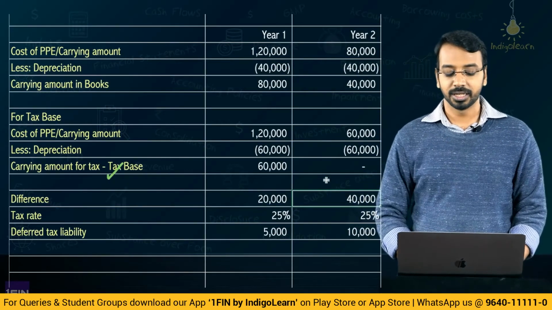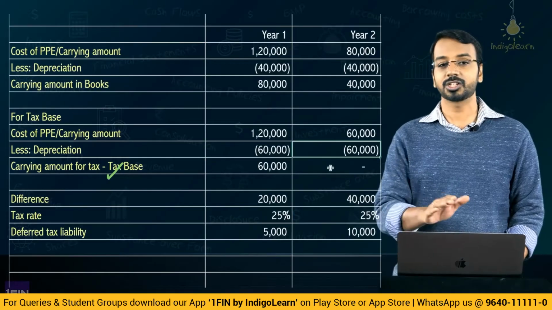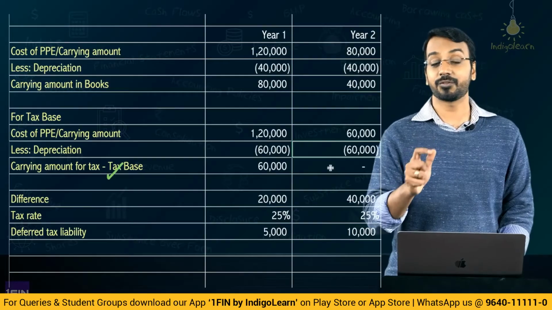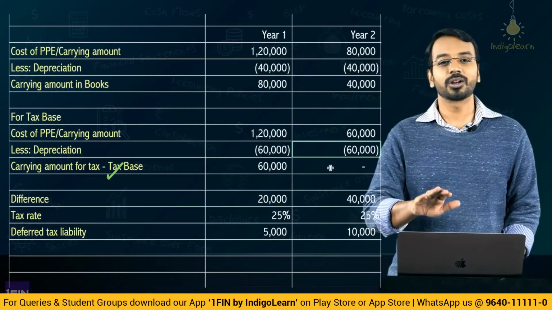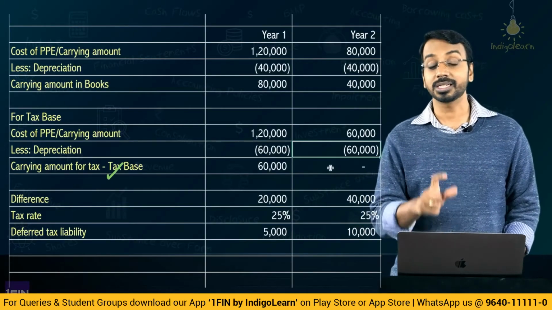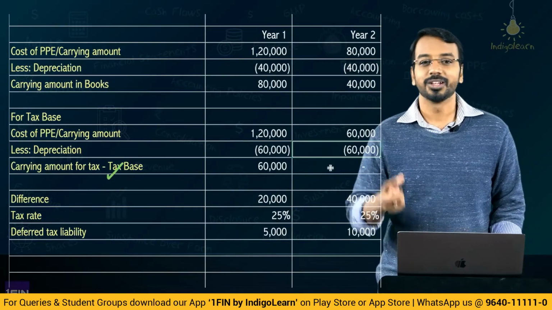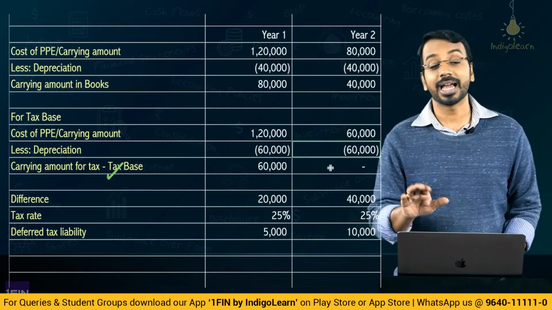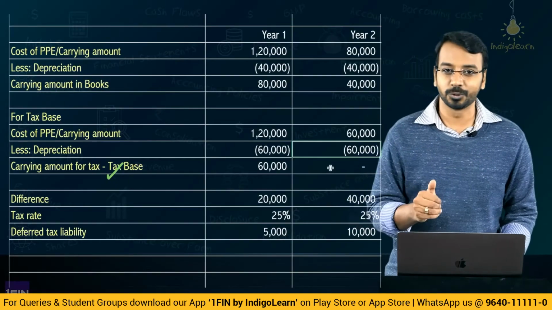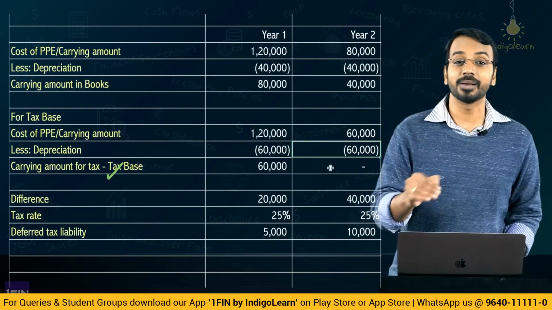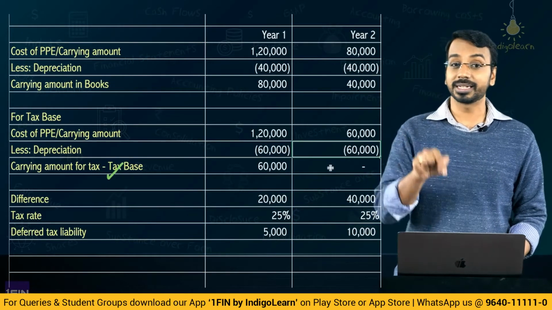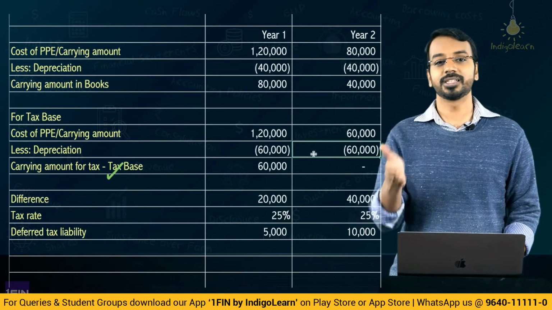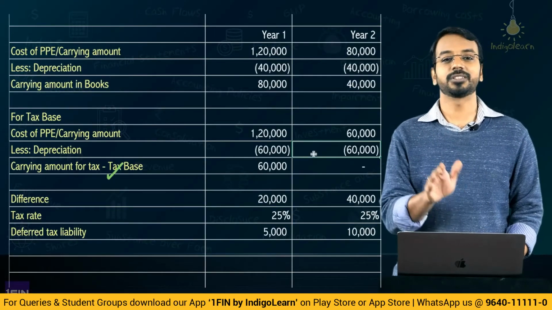Okay, so that is why this 40,000 of difference is a taxable temporary difference, and the reason for that is you have already claimed the depreciation in year 1 and year 2. Now, whatever is the difference left, 40,000, for that you are not getting any deduction in the future because the tax base is zero. So, whatever is there in the books, that you may write off in the books, but for that you will not get any deductions in the future, and hence it is a taxable temporary difference. Why is it taxable? Because here you have already got the excess deduction. So, that will result in a taxable temporary difference in the future.